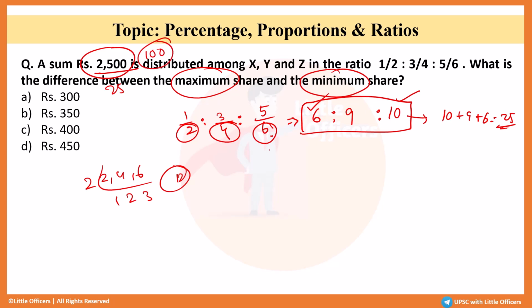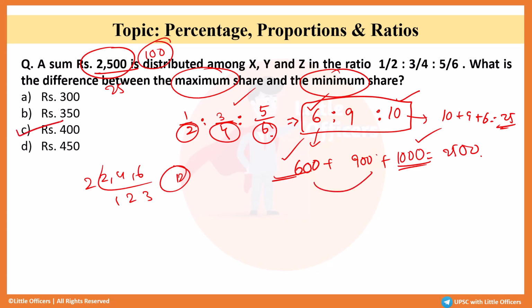So on this basis, to x 600 rupees will come, to y 900 rupees will come, to z 1000 rupees will come. Add and see, it is 2500, and they are exactly in the ratio which is given. So the maximum amount is 1000 rupees, the minimum amount is 600. The difference between these two will be 400. This is how we solve this problem.